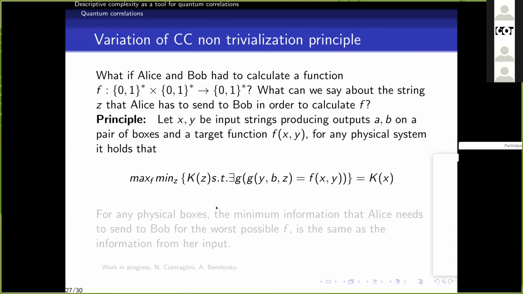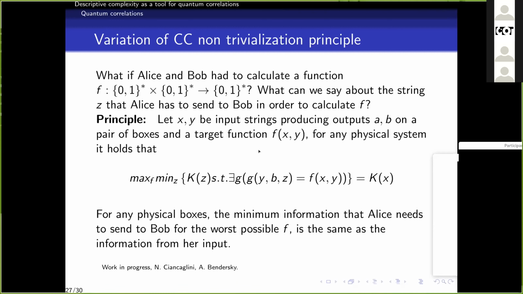So we wrote the following principle. Let x and y be input strings producing outputs A, B on a pair of boxes, and they have a target function f. Then the principle states that for any physical system, the following has to hold. What this says is that the minimum Kolmogorov complexity of the string that Alice needs to send to Bob will be such that with some function g, Bob can calculate the function f using his input, his output, and the information he got from Alice. So the principle states that this minimum complexity will be equal to the complexity of the string of Alice. So basically, in the worst possible function f, Alice has to send as much information as her string has. Okay? Which sounds like quite a reasonable principle.